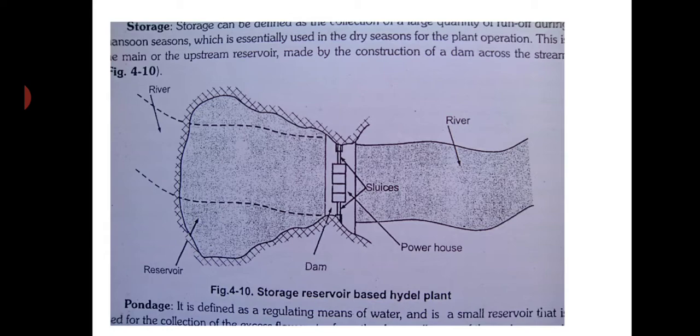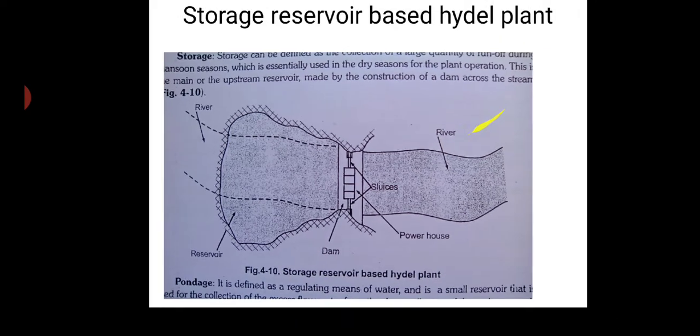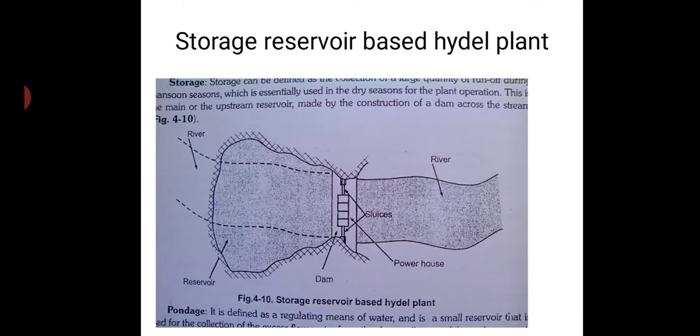These are built across rivers, like we are discussing the Kali river. Okay, you can see in this picture there is a river flowing. Then there is a dam built, and because of the dam you have a huge reservoir now. In the dam you have the powerhouse, and the exit is a river. So this is known as storage reservoir based hydel power plants, very popular.